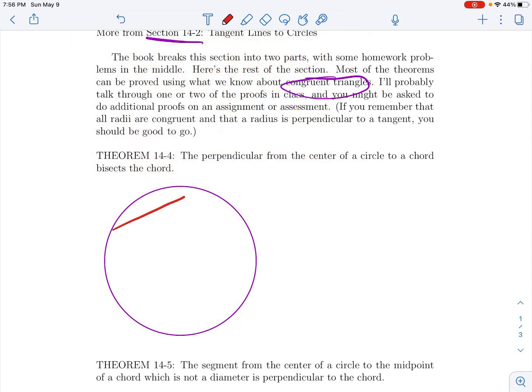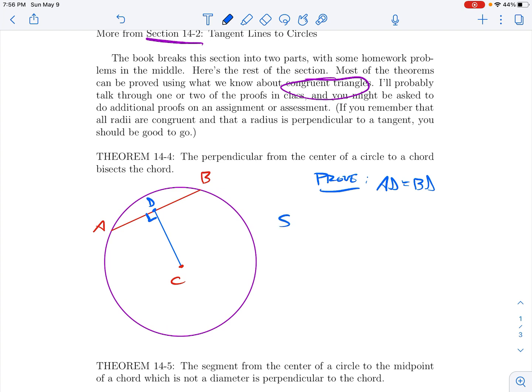So if I start with a chord, here's the chord AB, and here's the center of the circle C. And suppose I draw in a perpendicular like so. So what we can prove is that this segment that is perpendicular to the chord bisects it. We could prove that AD equals BD. And just to walk you through the sketch of the proof.